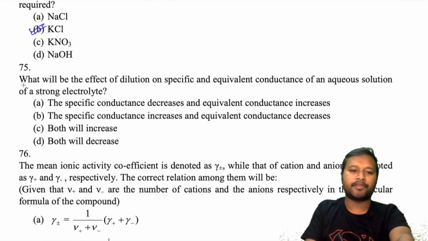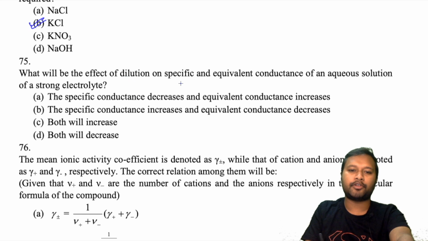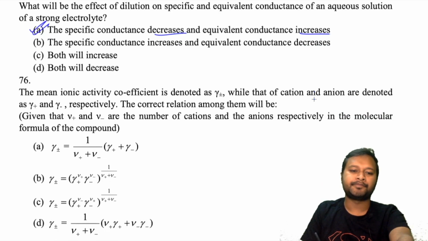Question number 75 says, what will be the effect of dilution on the specific and equivalent conductance of the aqueous solution of a strong electrolyte? The answer is A: the specific conductance decreases, and the equivalent conductance increases. You should know this. These are all from your Kohlrausch laws.